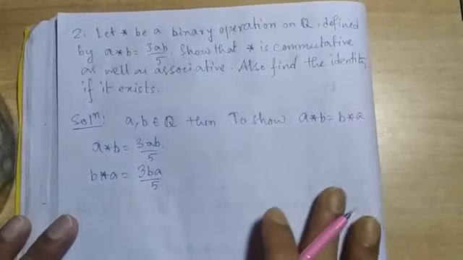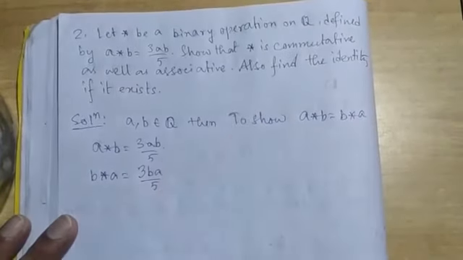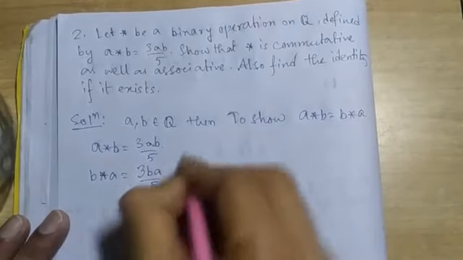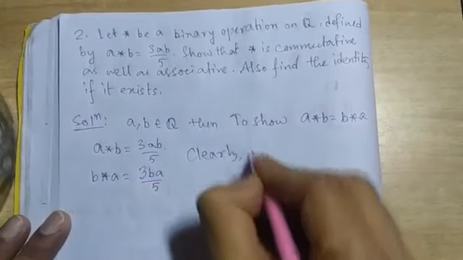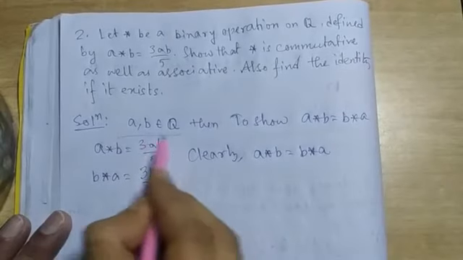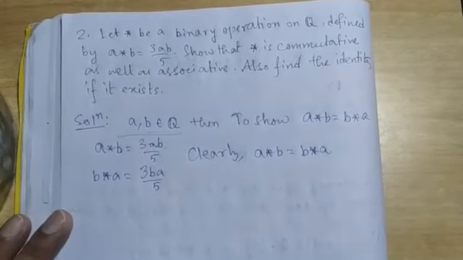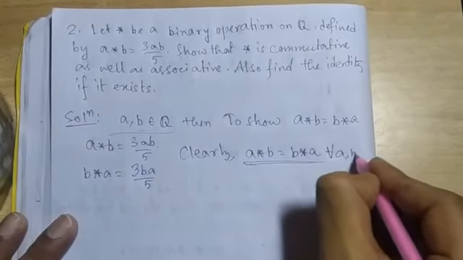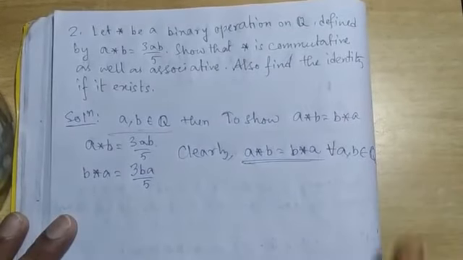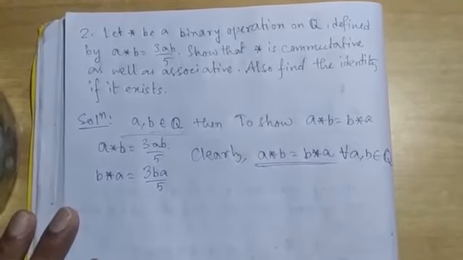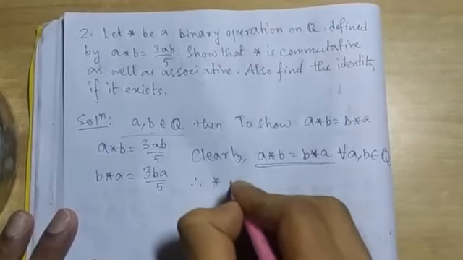It is easy. Now we have to check whether these two values are equal or not. You can clearly see that these values are equal, so a star b equals b star a. Since we have taken two arbitrary elements from Q, this will hold for all a, b belonging to Q. So we can say that the operation is commutative. Therefore star is commutative.